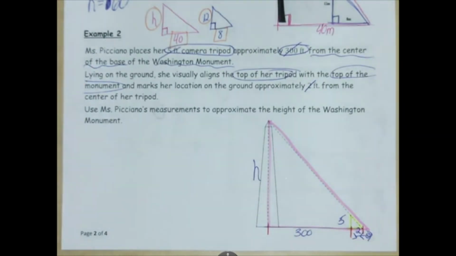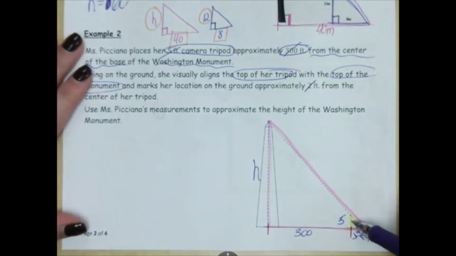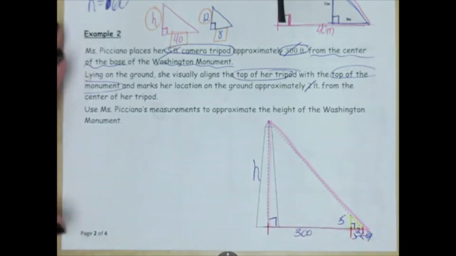Now I can only set up a proportion if I'm dealing with right triangles. All right. I know that the tripod is perpendicular to the ground, so I know this is going to be 90. I'm going to add a box. And I would hope that buildings are perpendicular with the ground, because if they were like leaning to the side, that would be very unsafe, and I wouldn't want to be in that building, okay? So it's definitely going to be a right angle as well.